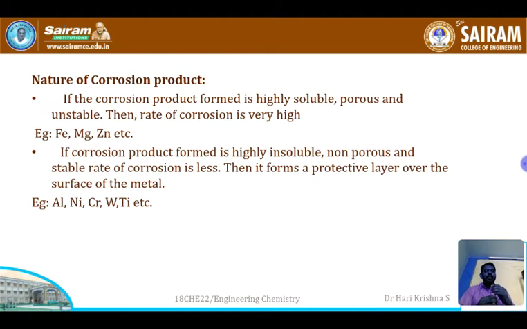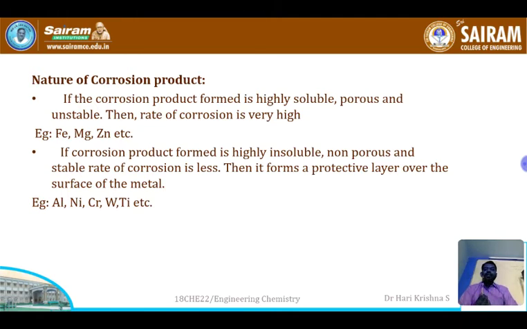Soluble means it will dissolve in the corrosive media. Porous means through these pores the metal will be continuously in contact with the corrosive media. Unstable means it will form and then ooze out. So the metal is continuously exposed to the surrounding corrosive media. Therefore, the rate of corrosion is very, very high in such cases. Examples are iron, magnesium, zinc, etc.